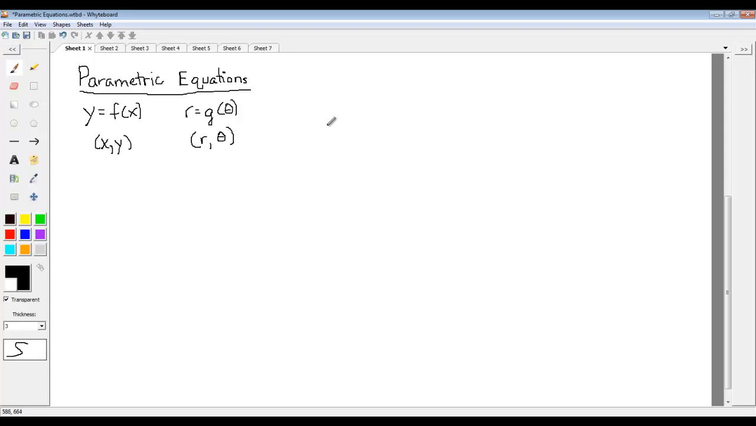Now another way to deal with functions is to have a pair of functions evaluated at t. x equals f at t and y equals g at t. And each of these functions evaluated at t ends up giving you your x and y. t is some real number in an interval I. And this is where we're going to get into parametric equations.